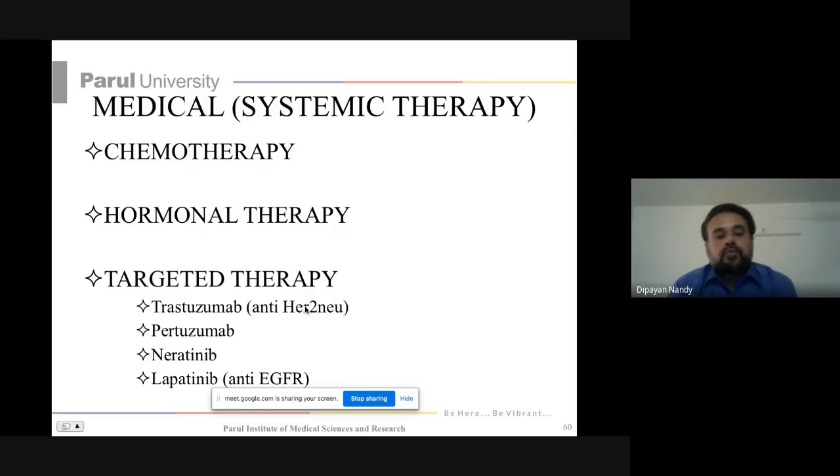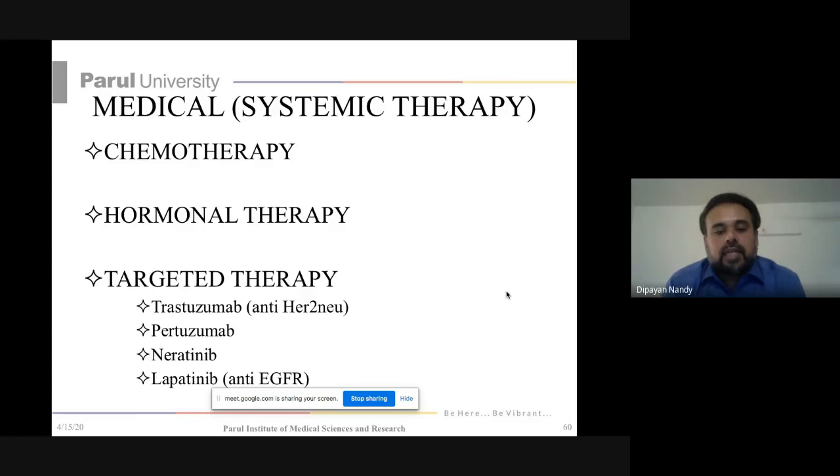The next group of systemic therapies, of course, is the targeted therapies. These are nothing but monoclonal antibodies which are produced against the various antigens or receptors present on the cancerous cells. The most commonly used one is trastuzumab, or the common trade name which is used is Herceptin, which you might have heard.